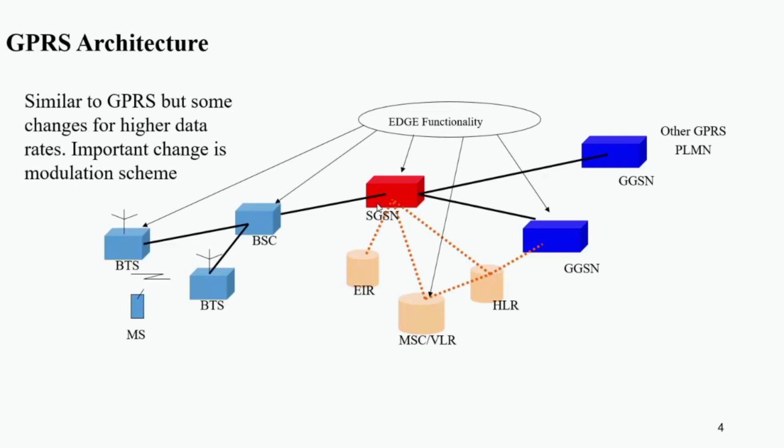Architecture of EDGE and GPRS is similar except one or two things. Some hardware changes have been done, and at some different modules, some software changes are also done. If you see in this slide, enhancement for EDGE was done on base transceiver system, base station controller, SGSN, MSC and GGSN. So software changes are done on these five different entities, and on BTS some hardware changes are also done so that a high data rate can be achieved.